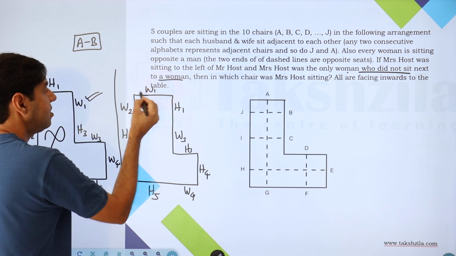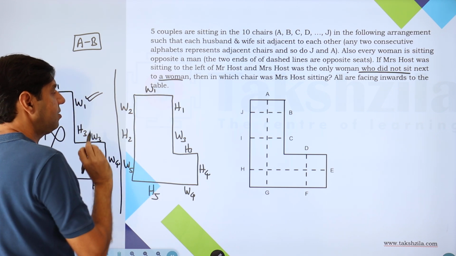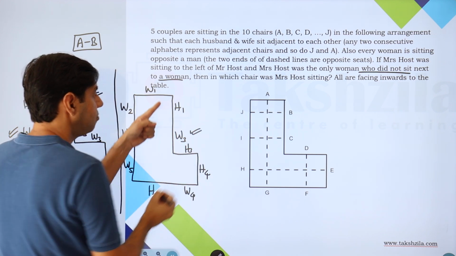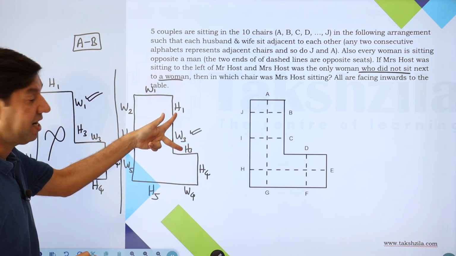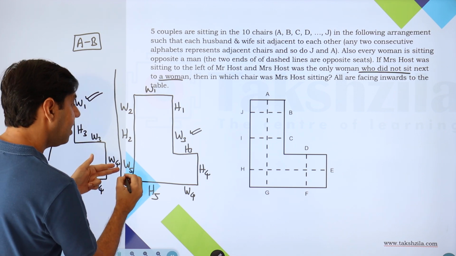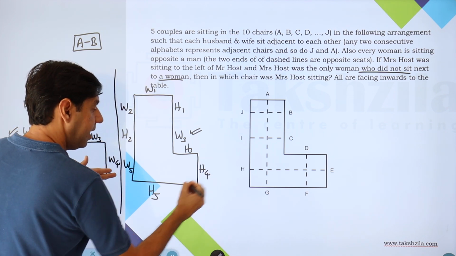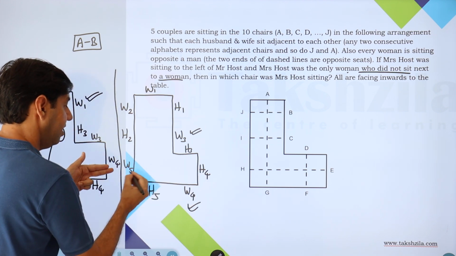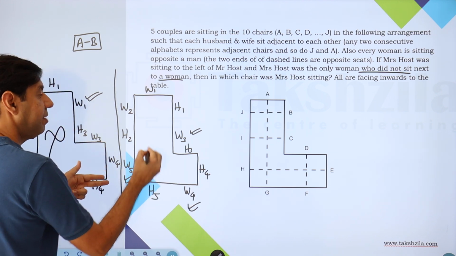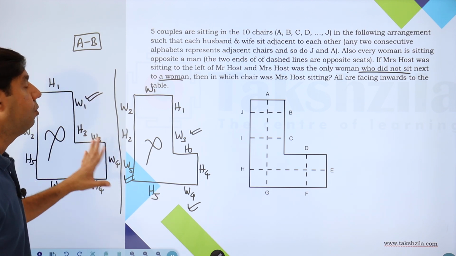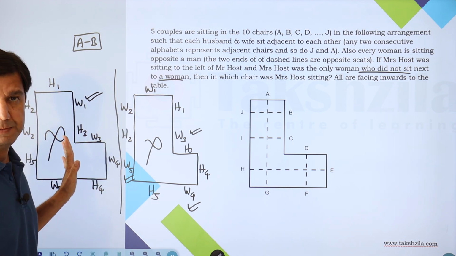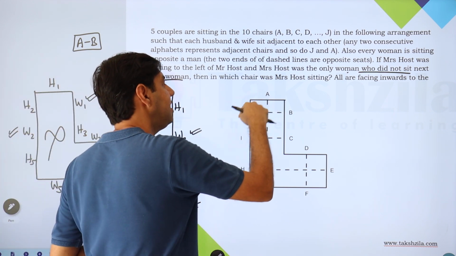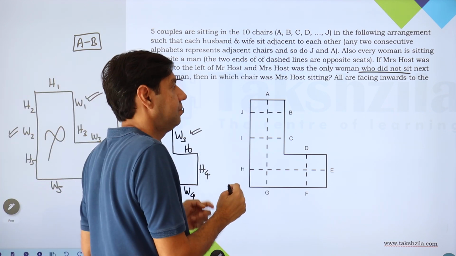Now let's see. This woman is next to a woman. Woman is next to woman. Great. W1, W2. W3 is the woman who satisfies sitting between 2 men. But so does W4. W4 is also not sitting adjacent to a woman. W5 is also meeting it. So 3 women are sitting like that, so this also cannot be my condition. So A and B cannot be a couple. That means A and J are a couple.